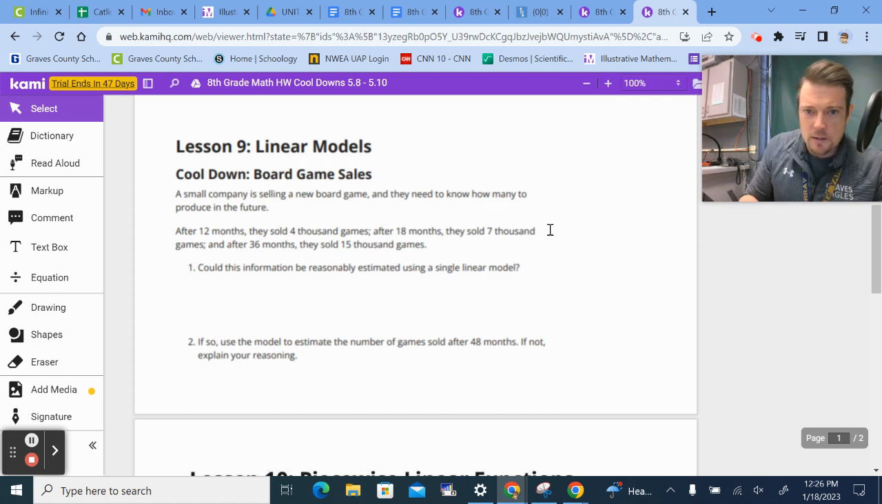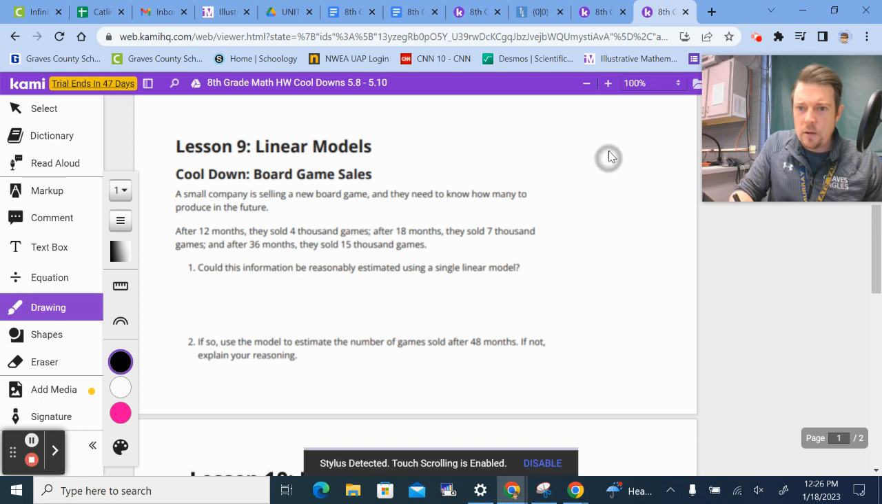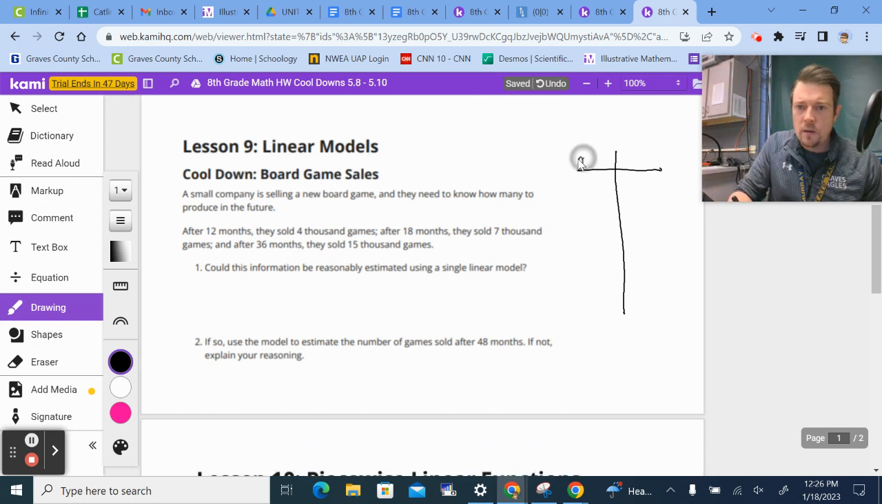But I'm going to go with the table because I don't feel like I have enough room over here to draw a graph. So I'm going to draw a table. And my table is going to be based upon the two variables that are in the function, which are time and months. So as months go by, we sell thousands of games. So games in the thousands.